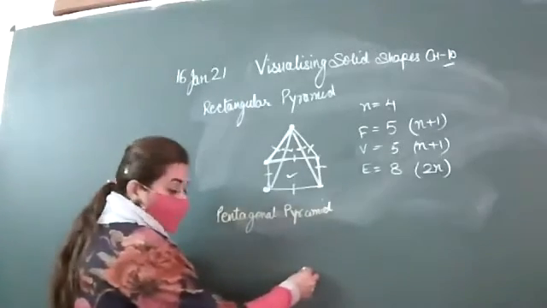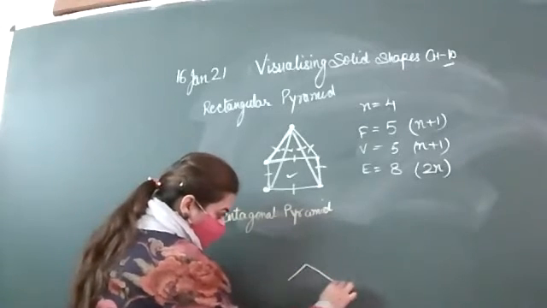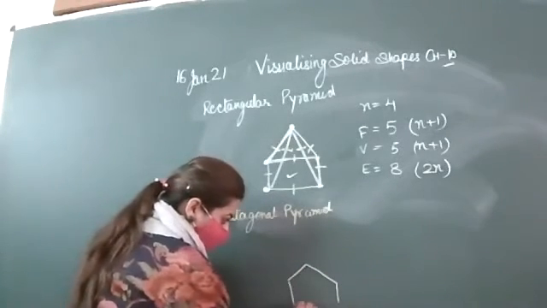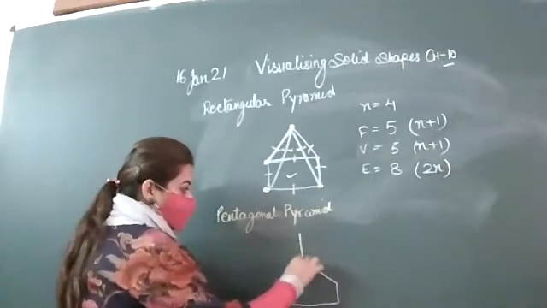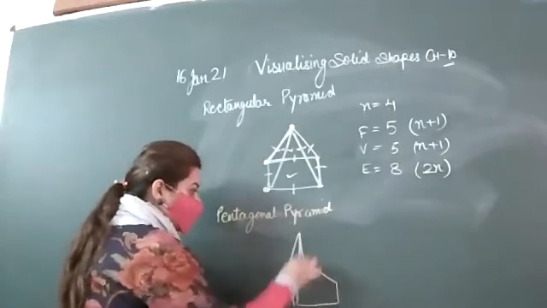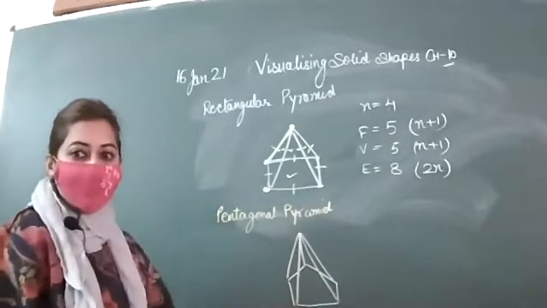Pentagonal pyramid. So you will draw a pentagon here. Draw the pentagon. I have drawn this pentagon. Now take one vertex here. Join this from all the vertices of this pentagon. So in this manner, you will get a pentagon.